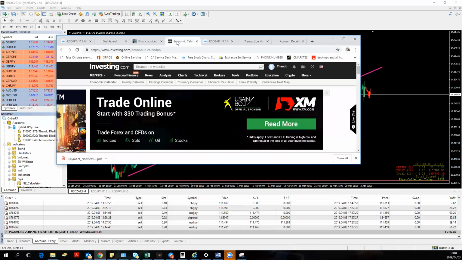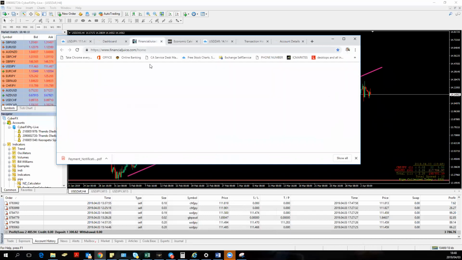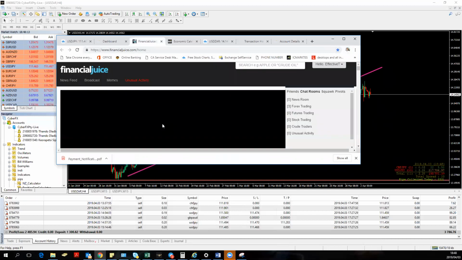So yeah, we basically look at the financial markets and study them and make decisions from there on what we're going to do.